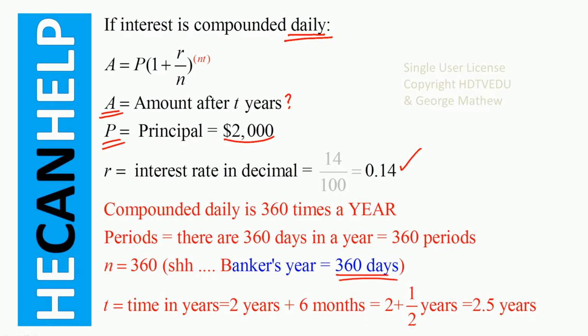So how many periods are there? 360 periods in 1 year, because there are 360 days and it is compounded daily. So what is n? 360. N is 360. What is the time in years? It is 2 years and 6 months, or 2.5 years. We have P, we have R, we have N, we have T. Question is, what is A?